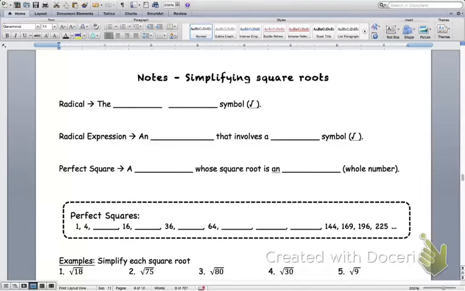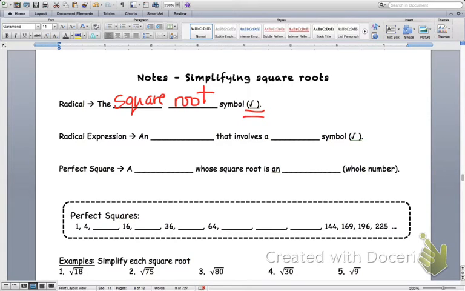Hello everyone. Today we're going to be going over how to simplify a square root, especially when the square root is not a whole number or what we call a perfect square. So the first terminology we want to focus on is the word radical. This word radical is just the square root symbol that you're used to seeing, but it's actually got a name. It's called a radical symbol.